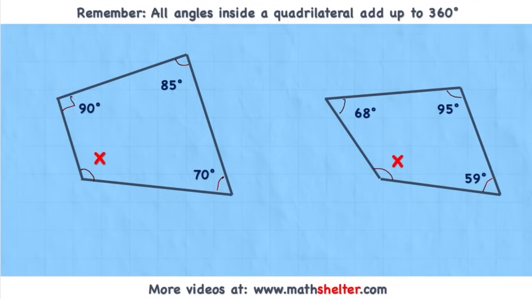Okay, well we have a very simple thing we need to remember today. We need to remember that all angles inside a quadrilateral add up to 360 degrees. Knowing that is going to help us solve these missing angles for sure.